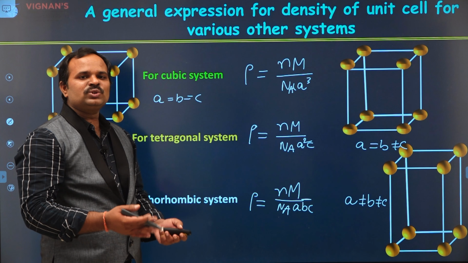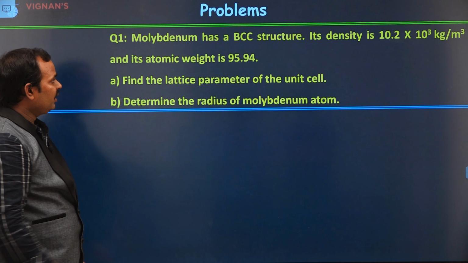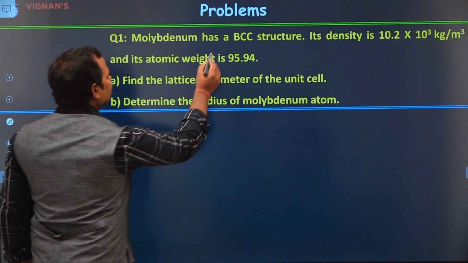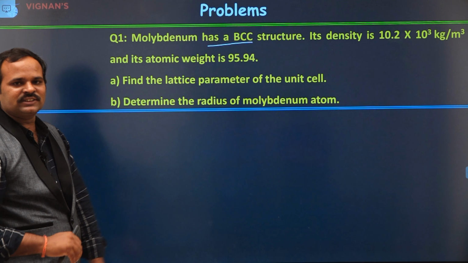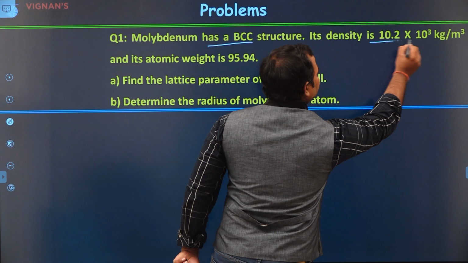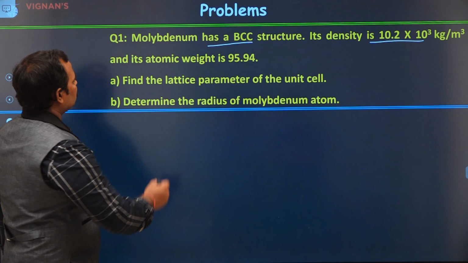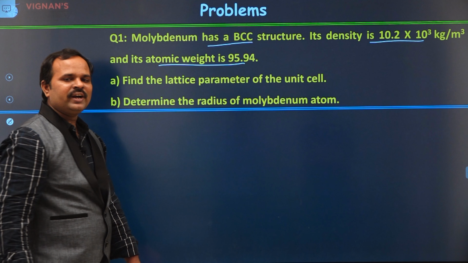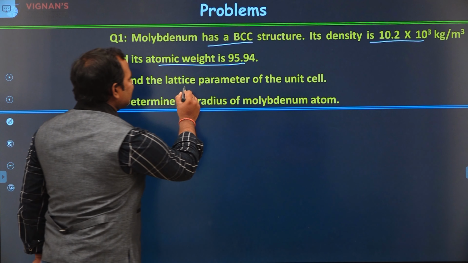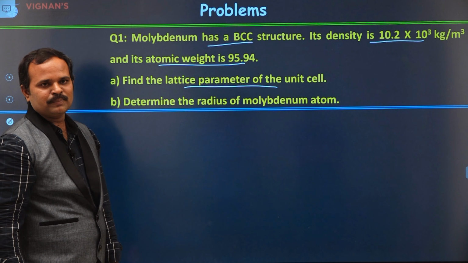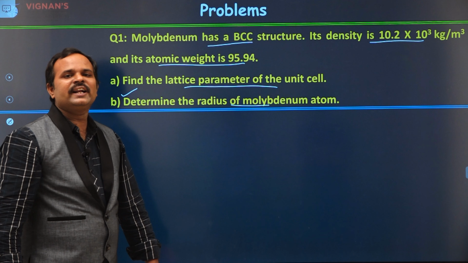Now let us do some problems, you will be more clear. Here in this problem, molybdenum has a BCC structure, that means it is a cubic structure, and it has a density of 10.2 into 10 cube kg per meter cube, and the atomic weight is 95.94. They are asking you to find the lattice parameter of the BCC unit cell and determine the radius of the molybdenum atom.